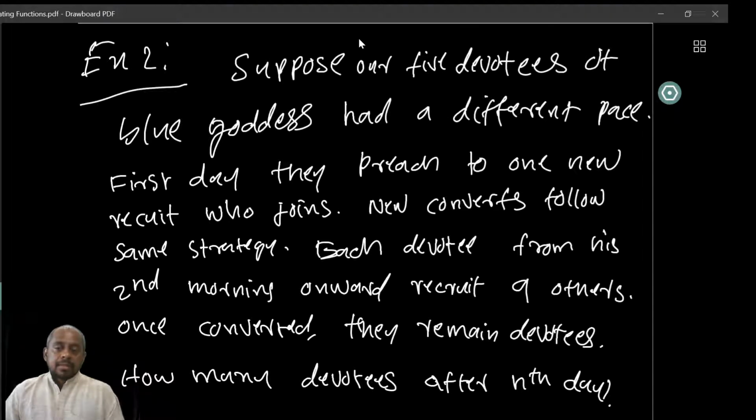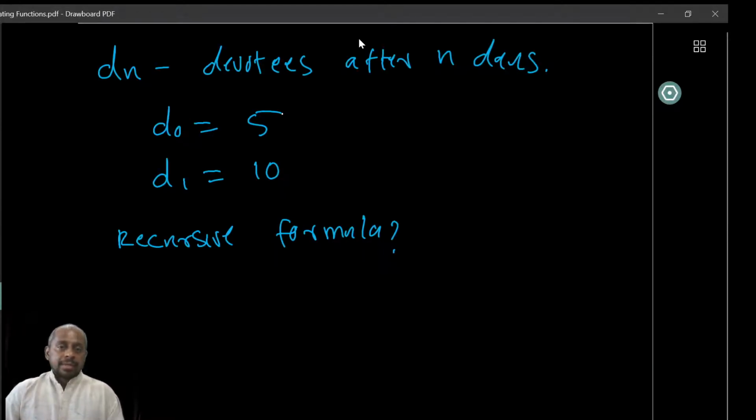So, what is the recursion? What are the initial conditions? We can immediately see that on the 0th day there are exactly 5 people, and on the first day, because each of them has recruited exactly one person, we have 5 plus 5, which is 10. So we know that if d_n counts the number of devotees after n days, then d_0 is 5 and d_1 is 10. So the question is, what is the recursive formula?